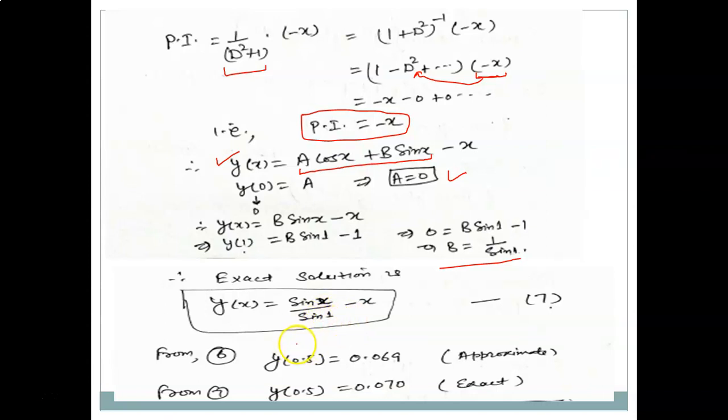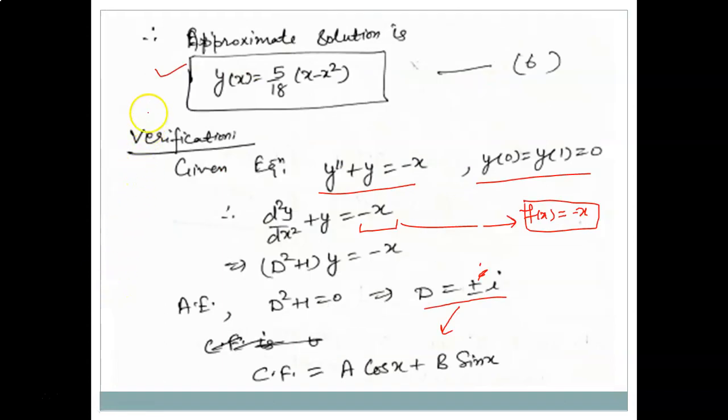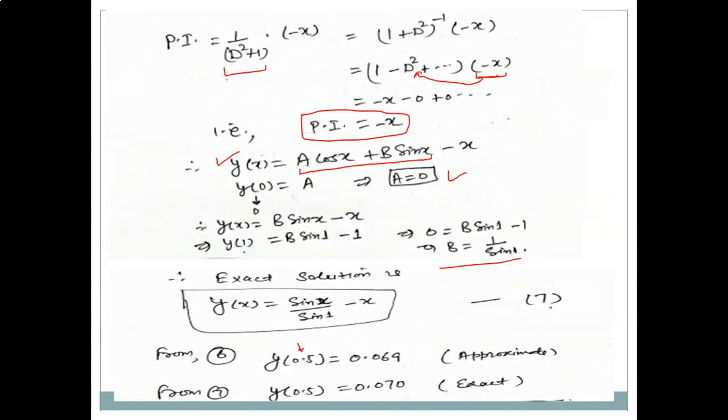Suppose we substitute x equal to 0.5 in equation 6, that is in the approximate solution, x equal to 0.5 or 1 by 2. After solving this for 0.5, we get y at 0.5 is this one. This is the approximate value. And when we find the value of y at 0.5 from the exact solution, that is from equation 7, this is 0.070. That means they are very close. So you can say the exact solution and the approximate solution are very close.